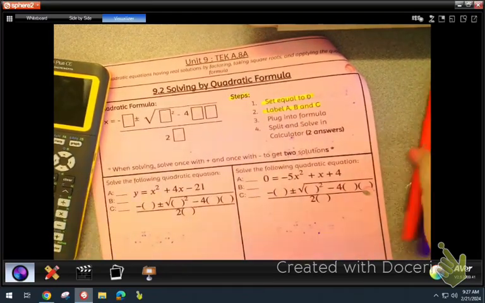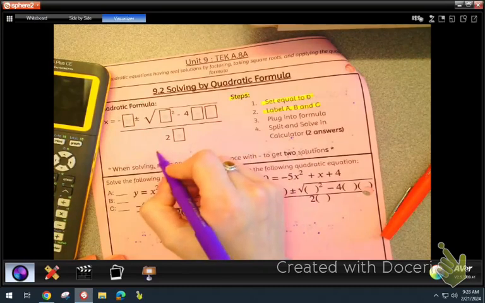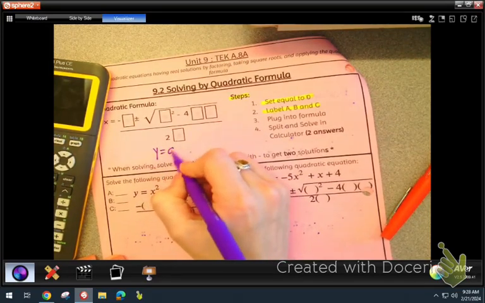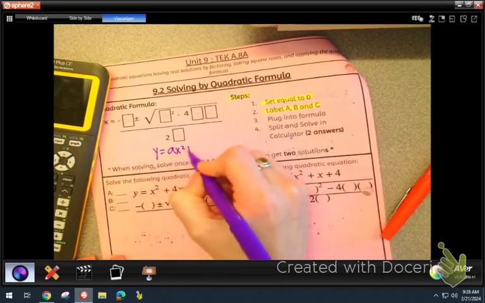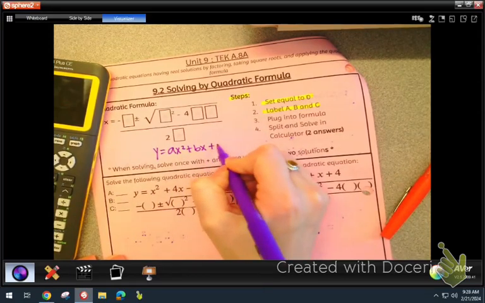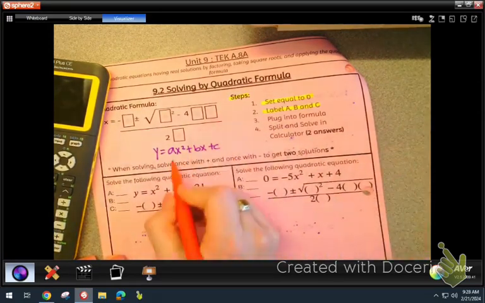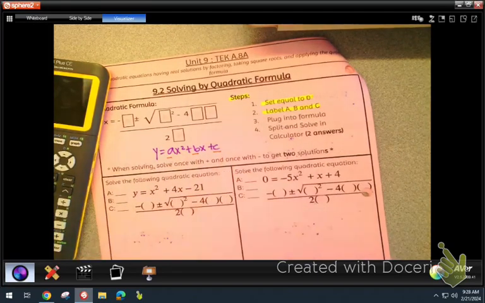If you remember, your quadratic equations look like this: y equals ax squared plus bx plus c. And a, b, and c are just those coefficients. The a is in front of the x squared, the b is in front of the x, and the c is the constant. It's the number that doesn't have a variable.